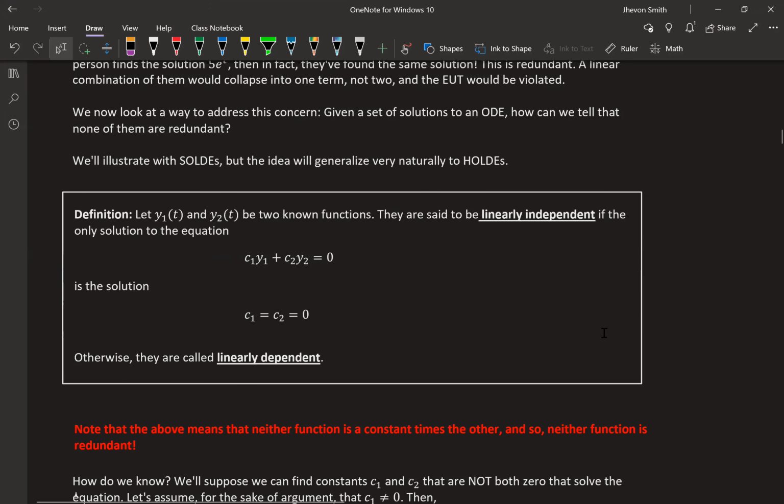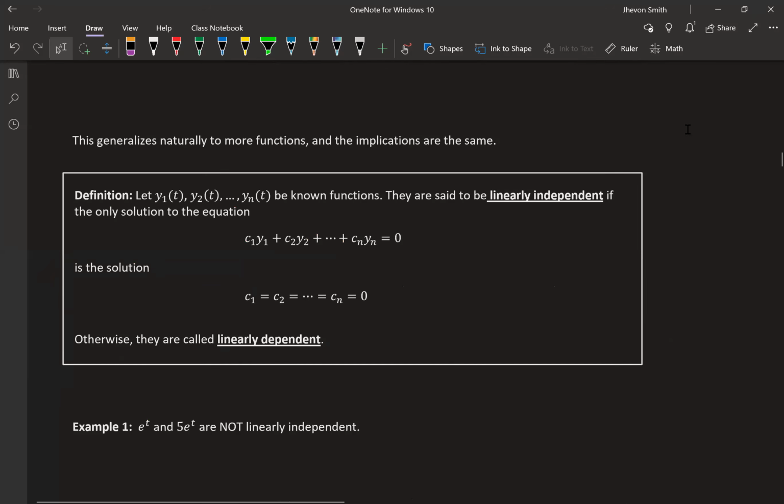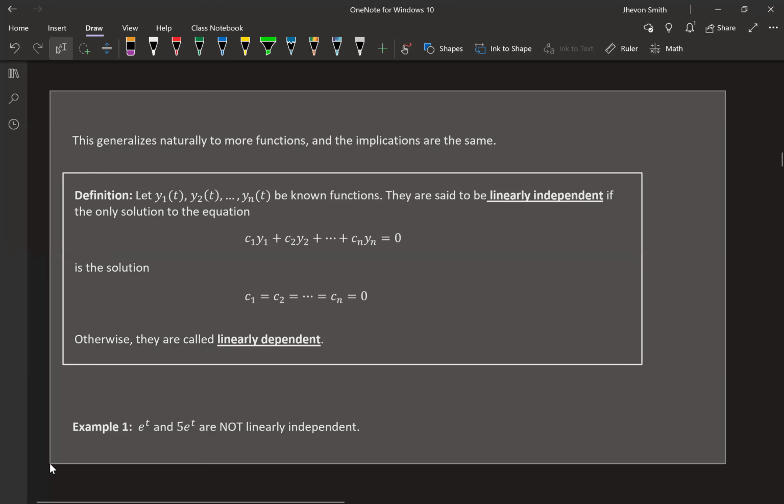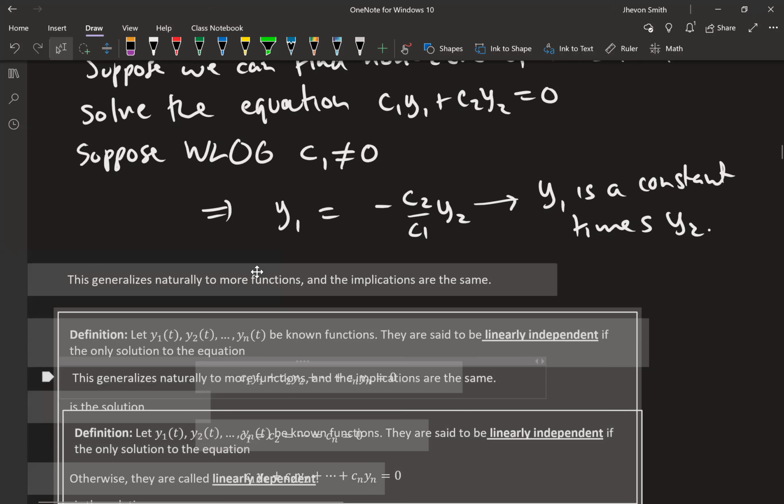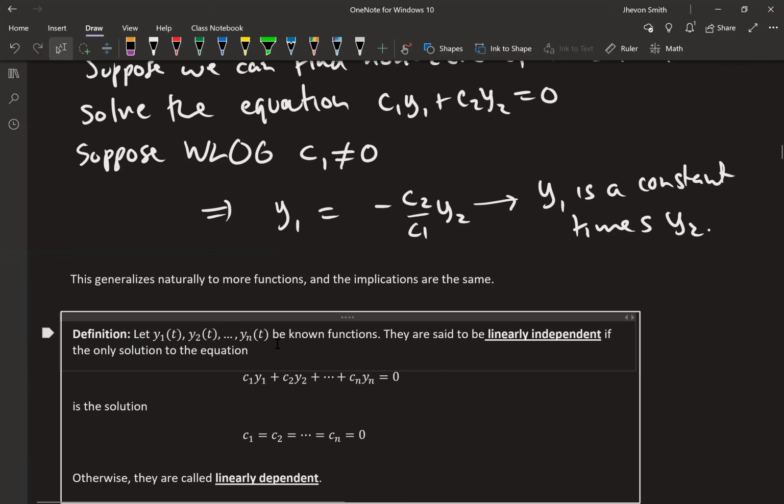They are what we call linearly independent. They are distinct, they're different. It's not a constant times another one. Now, this definition does generalize very naturally. So let's say I have n functions, y1, y2, all the way up to yn. I call them linearly independent if I set up a general linear combination and set it equal to 0, then the only solution is that all of the coefficients must be 0. If that is the case, I call all these functions, y1, y2, up to yn, linearly independent.